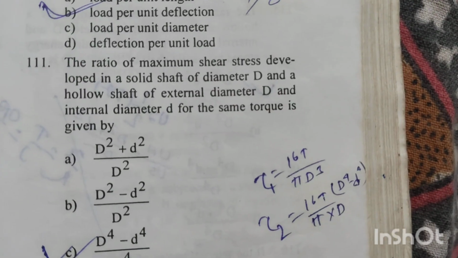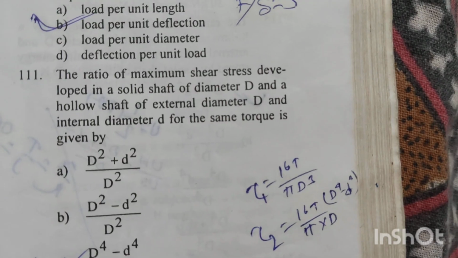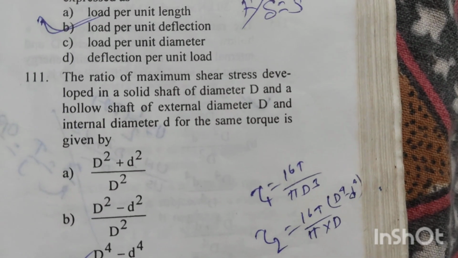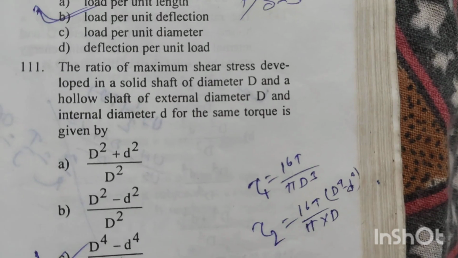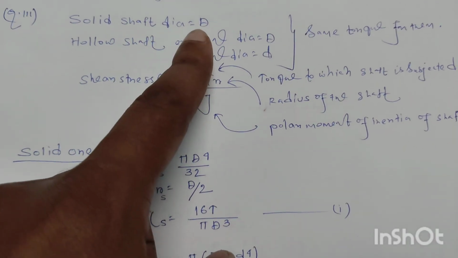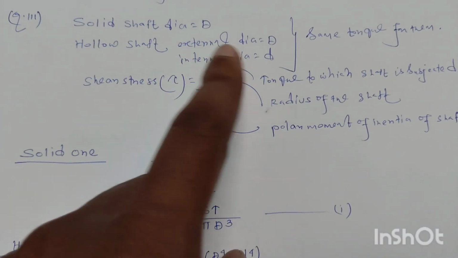Number 111. The ratio of maximum shear stress developed in a solid shaft of diameter capital D and a hollow shaft of external diameter capital D and internal diameter small d for the same torque is given by, as given, solid shaft diameter equal to capital D and hollow shaft external diameter capital D and internal diameter small d.